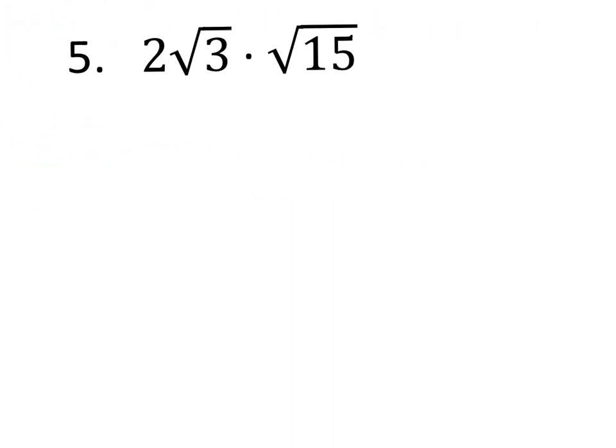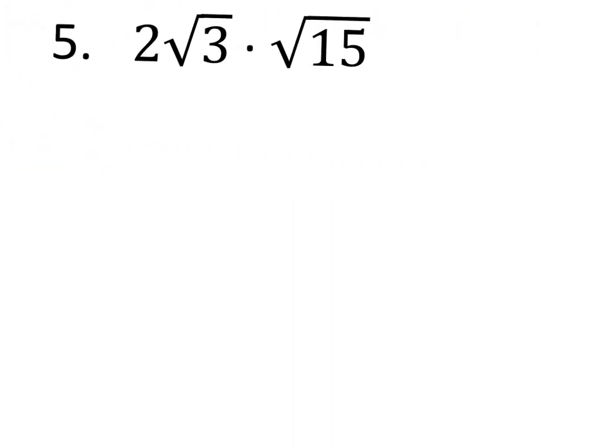All right, let's try another one here. Okay, on number 5, I have 2 radical 3 times radical 15. I only multiply the outsides and the insides. So here I have a 2 on the outside. Technically there's a 1 here, that's why 2 times 1. And then I'm going to multiply the insides, 3 and 15. Okay, so you can only multiply what's on the outside together and then what's on the inside together. You cannot interchange them. Okay, all right, so now I'm going to be breaking down the 45.